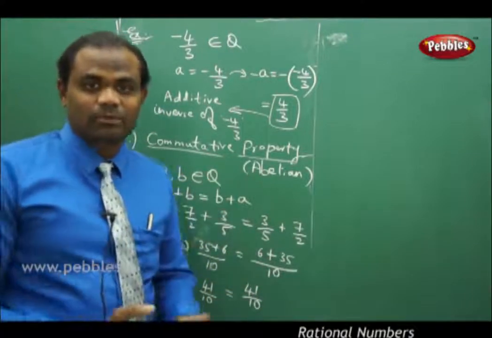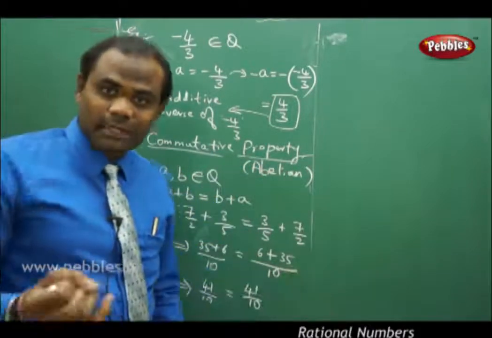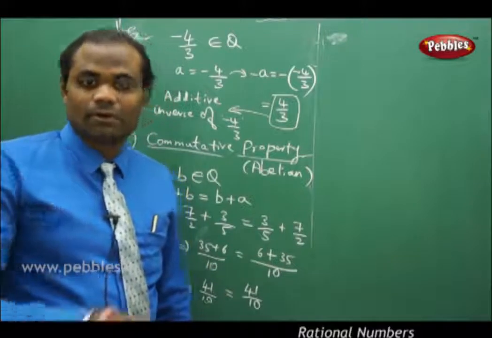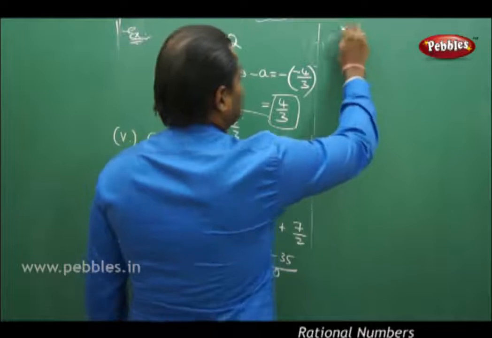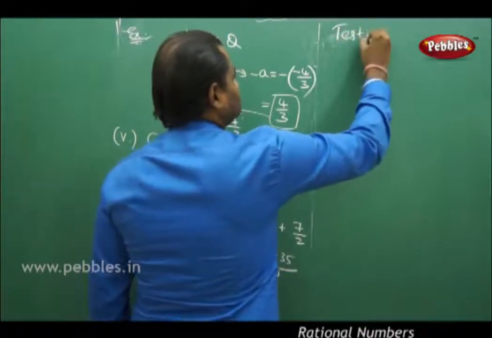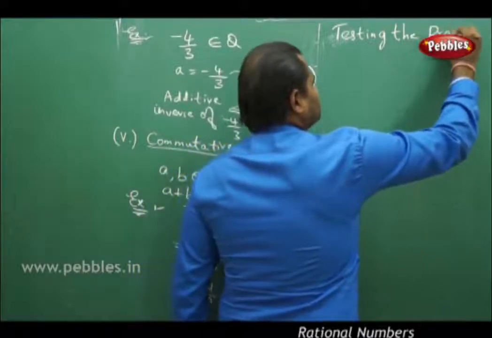So using these 5 properties, we will try to see if these properties can also be used for natural numbers, integers, or even the real numbers. So let's see how we can work out. Testing the properties.